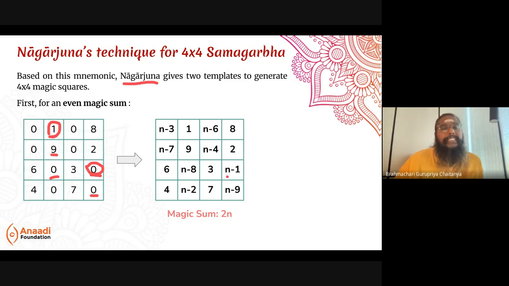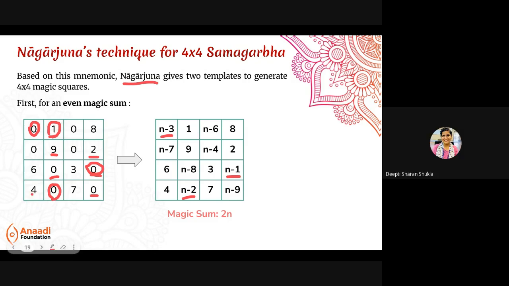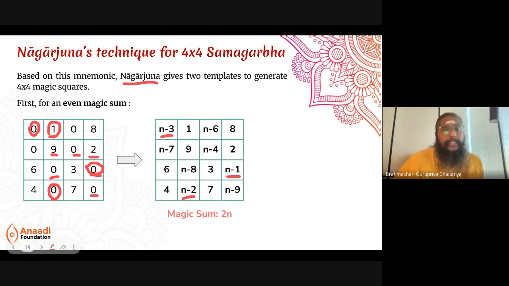We are going to make that n minus 1. The 0, we are going to turn it into n minus 1. Similarly, for 2, the diagonally across cell is this one. We are going to make it n minus 2. Then for 3, the diagonally across cell is here. That we are going to make n minus 3. Now for 4, the diagonally across is here, so we do n minus 4. This is the technique that Nagarjuna is saying.